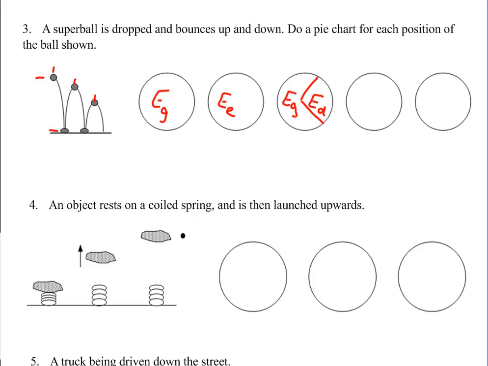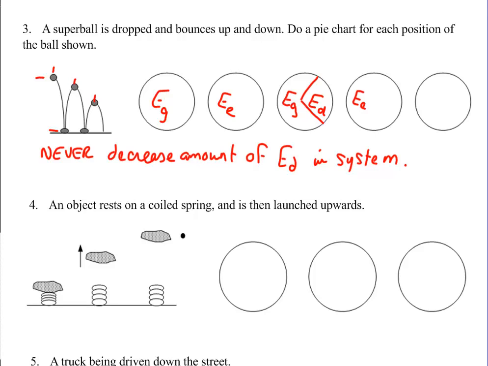Now the ball falls back down to the ground and gets squashed again. Again, on the ground, not moving, being squashed. So I've got elastic potential energy. Now, once energy is dissipated, that energy quantity can only increase. You can never decrease the amount of dissipated energy in your system. So dissipated energy can only get bigger. It can also stay the same.